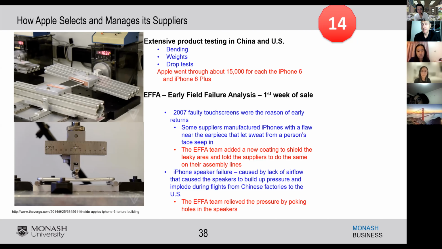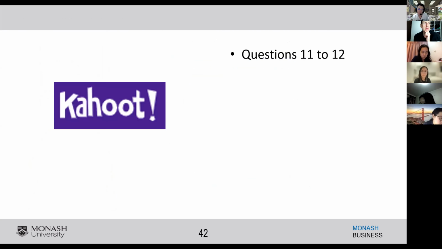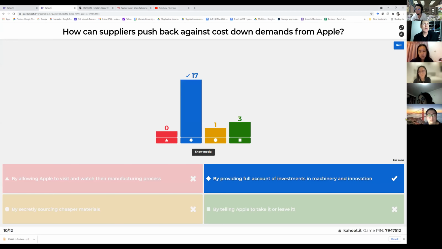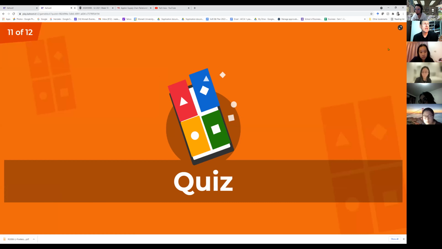And you can imagine, this is reputation risk protection. Okay. So we can go to the final part, questions 11 and 12 of our Kahoot, and that will basically take us to the end, and then we can all have a rest. Next, we have Michelle, you're on top. Vicky, Adrian, Skylar, Jancy. Let's go.